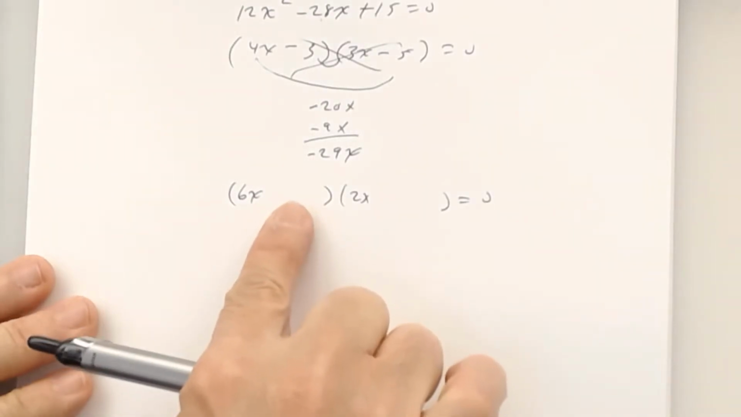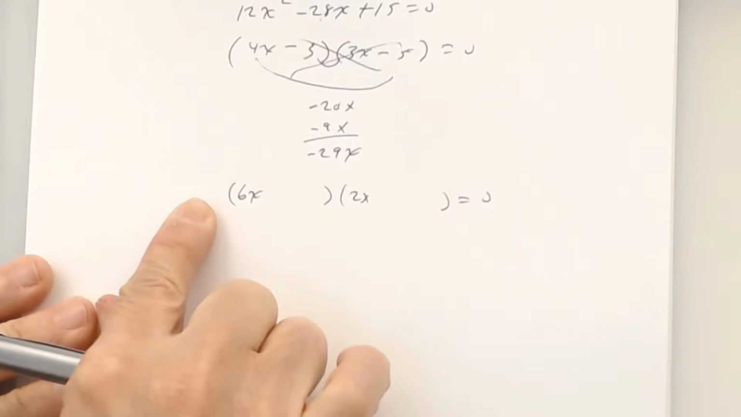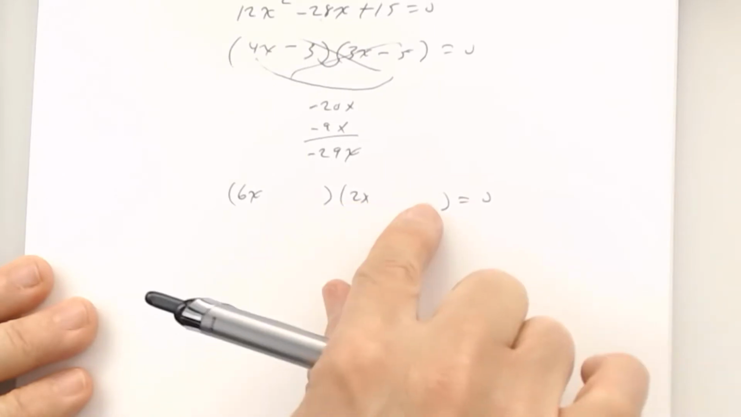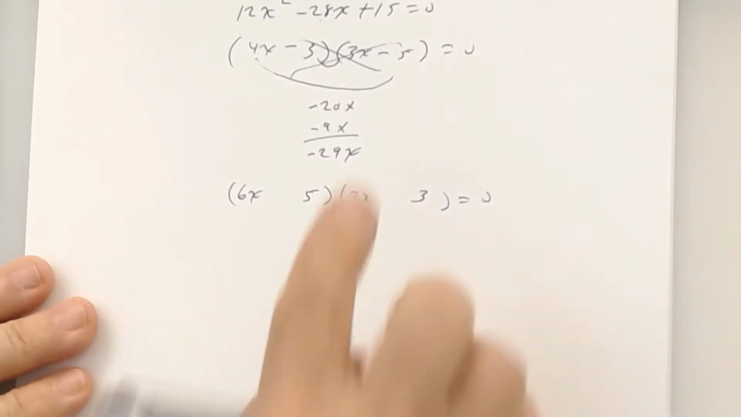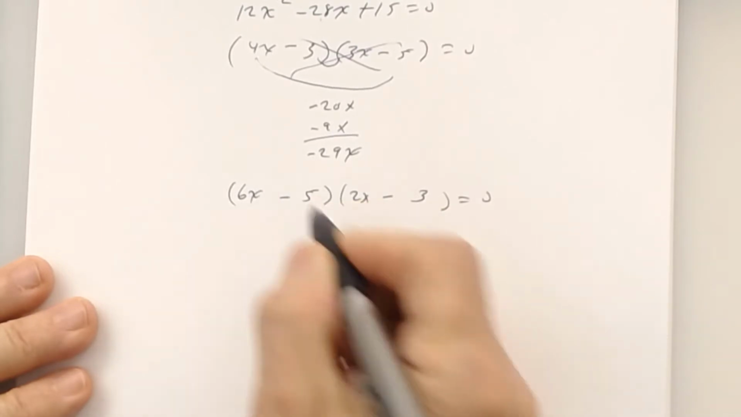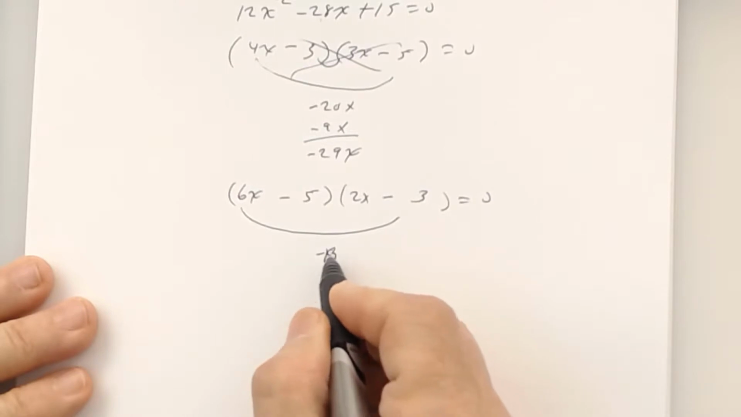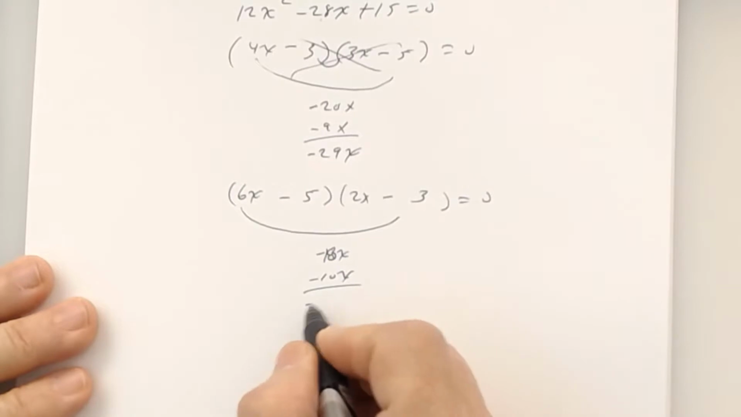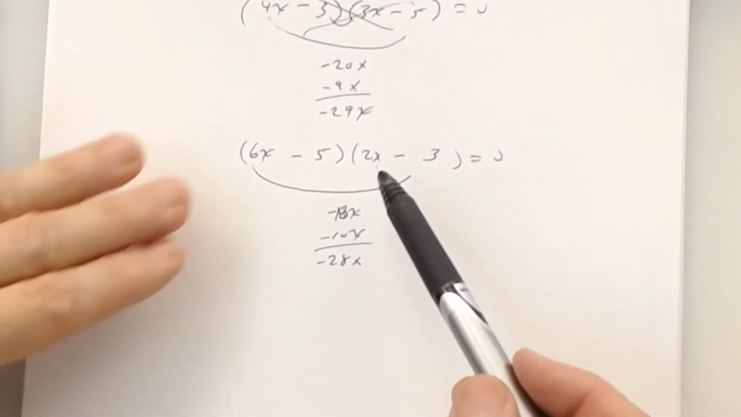Well, I know that I can't put the 3 here, because that would mean I could take out a 3, which means all of these would be divisible by 3, and they're not. So I've got to put the 3 here and the 5 here. And the last sign's positive, which means these signs are the same. So they're both what? Negative. All right, now let's check the outer and the inner. What's the outer? Negative 18x. What's the inner? When I add them up, I get negative 28x, which is what you wanted. Okay, so I factored it correctly.